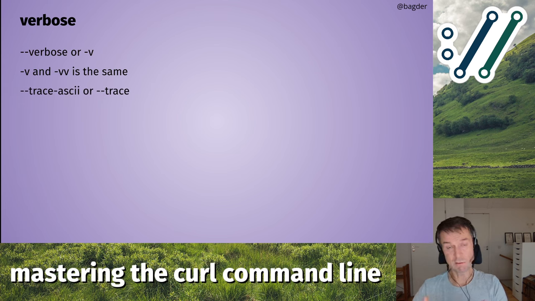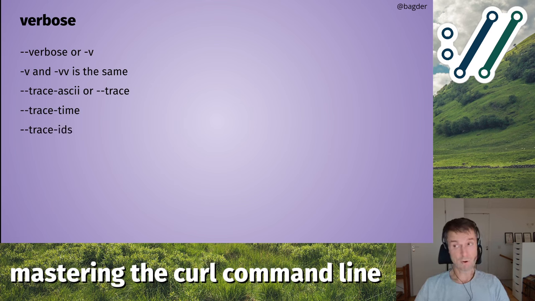And then, if dash v is not verbose enough, there are also the trace ASCII and trace options. I'll show them in a second. They will make even more helpful output descriptions available to you. Then we also provide the trace time option, which prefixes all lines with a time code. That is good, for example, to see if a particular thing takes time, or how fast things are.